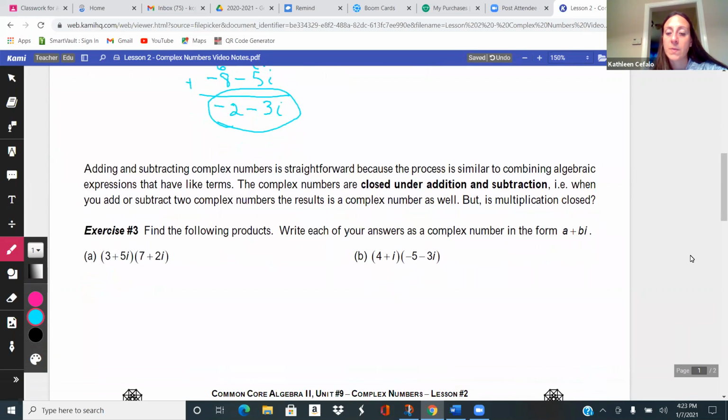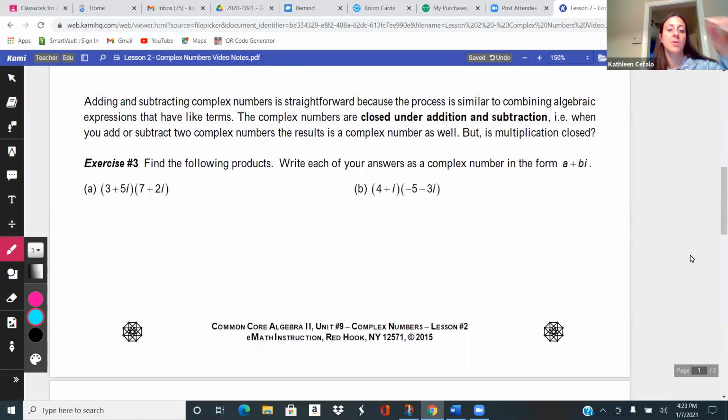Okay. So it says adding and subtracting complex numbers is straightforward because the process is similar to combining algebraic expressions like we set up above. Complex numbers are closed under addition and subtraction. All that means is that if you add a complex number, you get a complex number. If you subtract a complex number, you get a complex number. You're not going to get anything like a real number or something else. Okay, so then the question is, is multiplication closed? Meaning, will I only ever get a complex number back if I start with complex numbers? All right, well, let's see what happens.